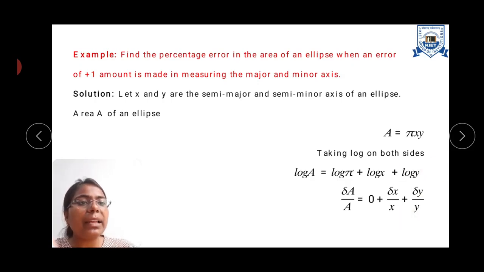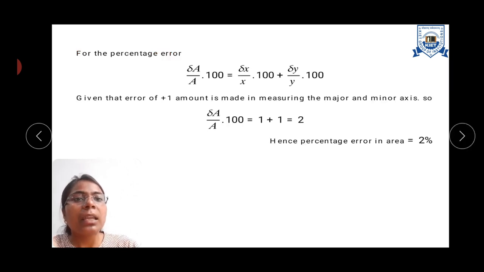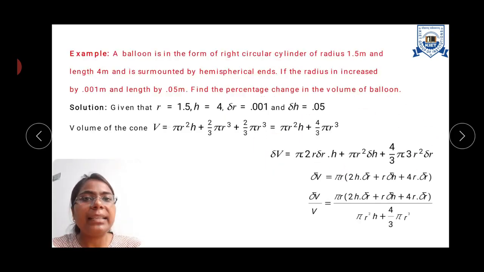So if we multiply by 100 on both sides, we get del A by A into 100 is equal to del x by x into 100 plus del y by y into 100. This value is equal to 1 and this is also 1. So del A over A into 100 is equal to 1 plus 1 is equal to 2. So the percentage error in area is equal to 2.